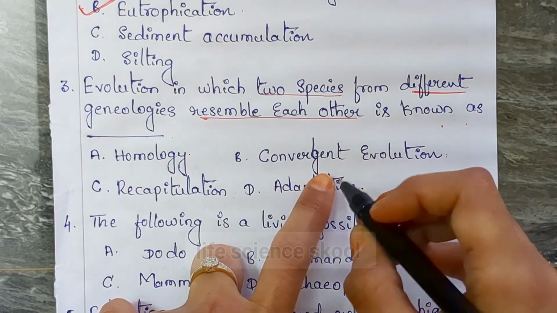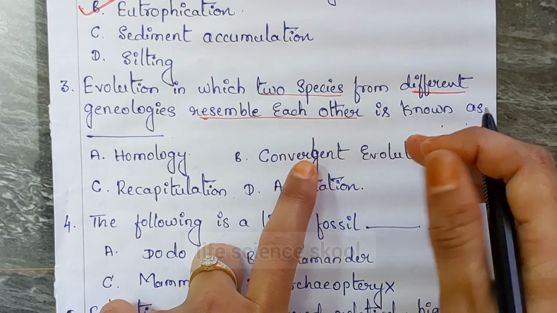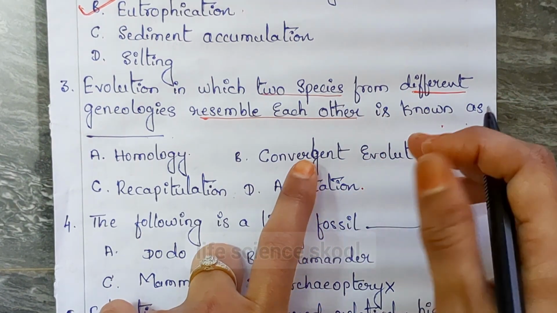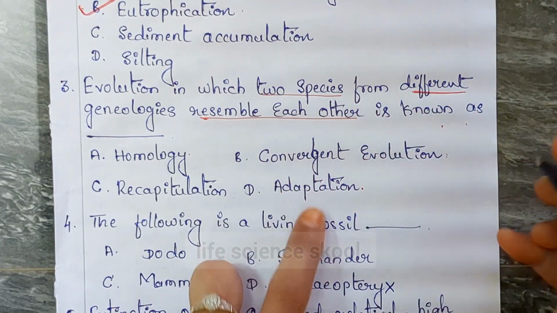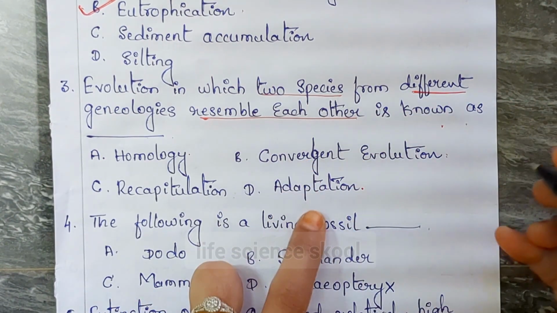Another example is dolphins and sharks. Dolphins are mammals, sharks are fishes. So in this example, they are not sharing a common ancestor, meaning the ancestors are different here. But they resemble each other. They have a similar structure and they do a similar function as well.